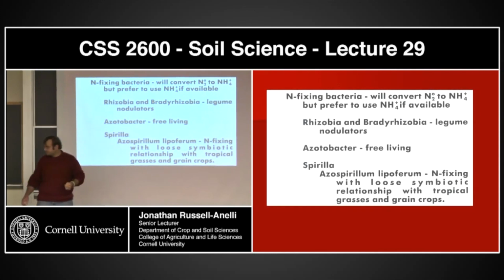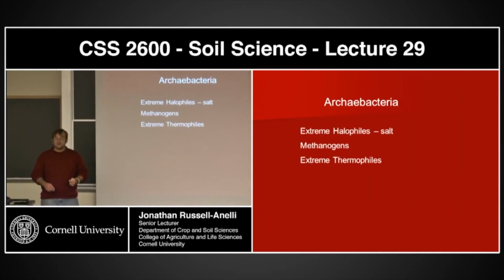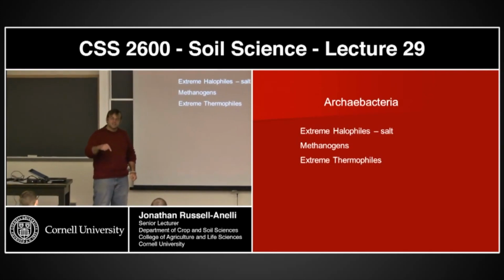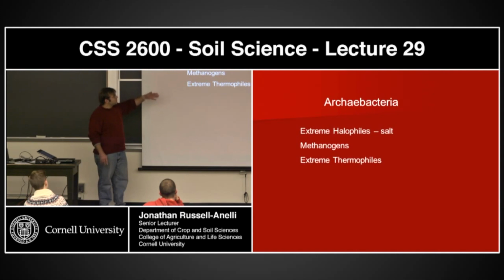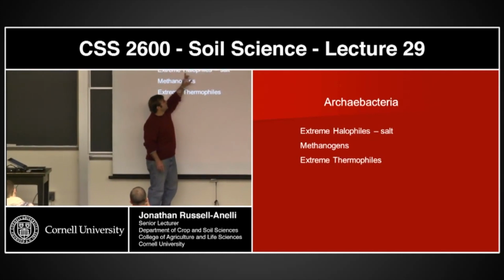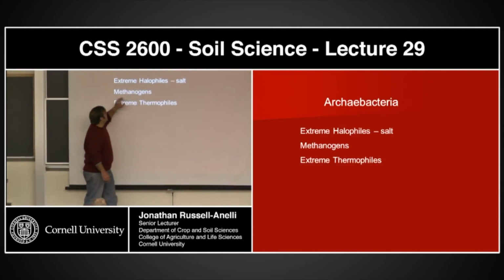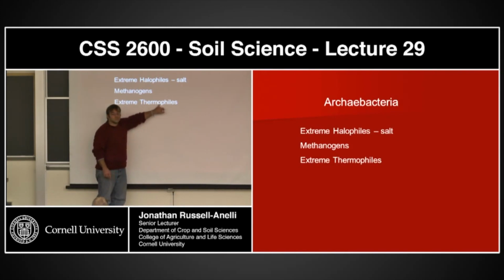nitrogen-fixing organisms out there. All right, that brings us to archaebacteria. I apologize if this is going really fast, but I want to get to the next lecture, and this is more of a safari anyway. The archaebacteria are broken up into three different large groups. One is the extreme halophiles. Halo basically means salt. The methanogens and the extreme thermophiles, so extreme temperature.